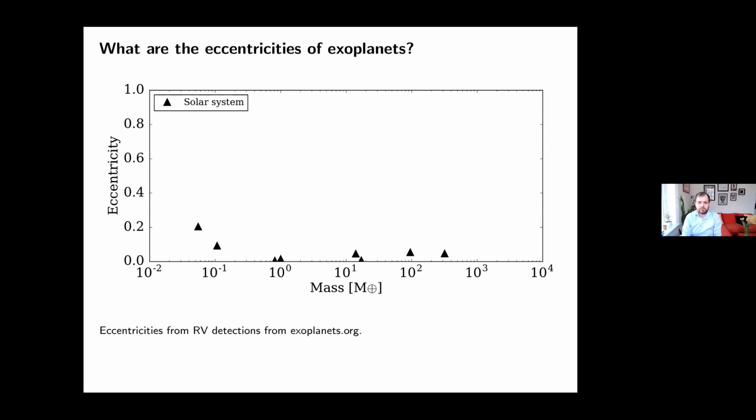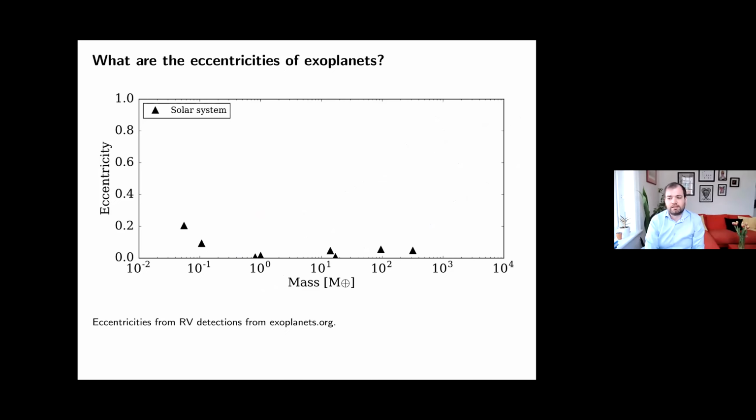So this is the solar system and their eccentricities. And so you have Earth at 1 Earth mass and a nearly circular eccentricity. So nearly circular orbit. So eccentricity 0 would be perfect circularity. And then Mercury at the lowest mass there at about eccentricity of 0.2. So that orbit's slightly elliptical, but still quite circular.